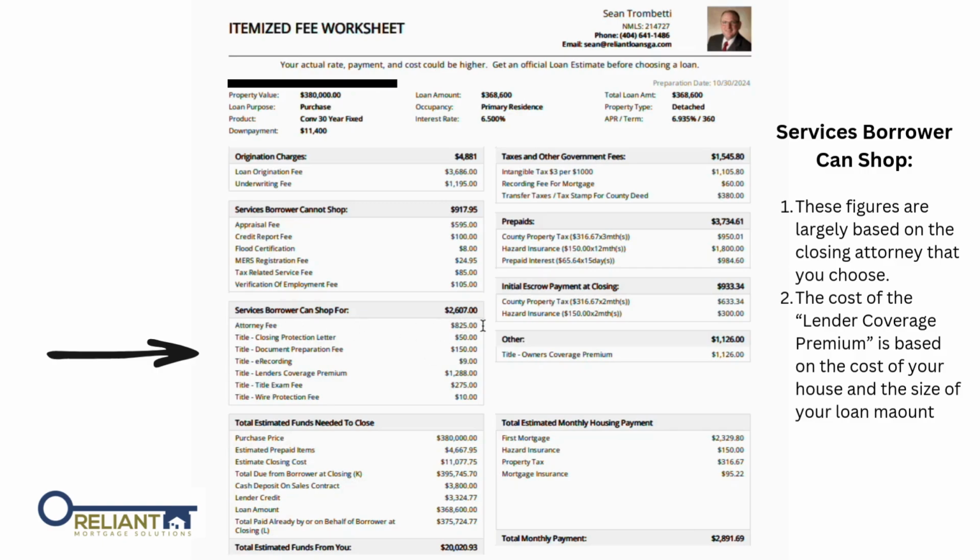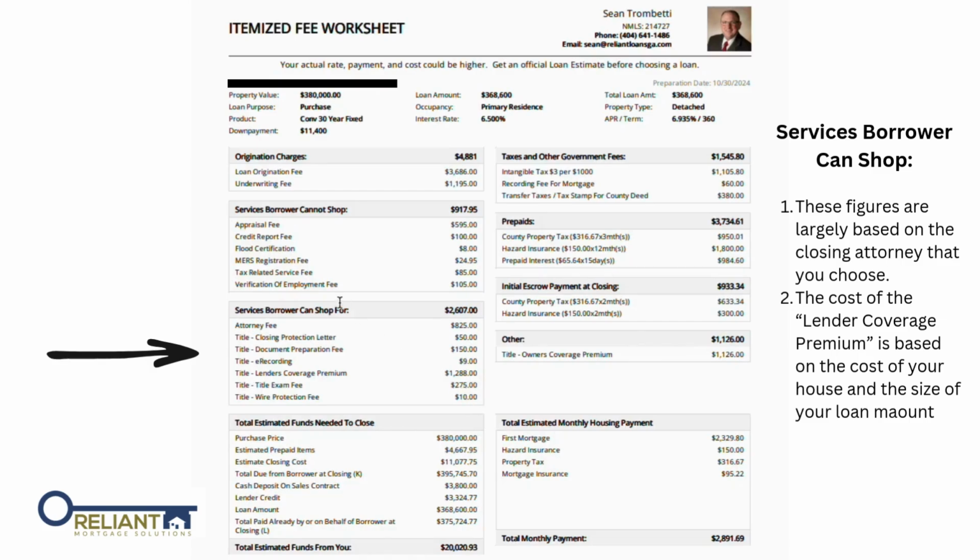825 will be the same on every purchase, as will 50, 159, 275, and 10. The only number on this list in Section C that will change based on your loan scenario is the title insurance premium. And so basically that will scale with the cost of your house and with the volume of your loan amount. So the more expensive house, the higher the loan, the more expensive this fee is. And then inversely, if you have a less expensive house with a lower amount for your loan, the cheaper that fee will be. But those are the main things to consider in Section B.